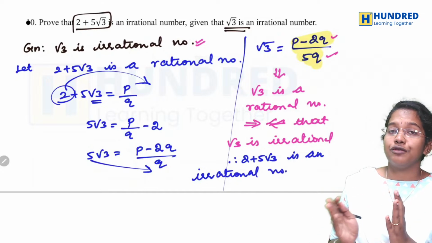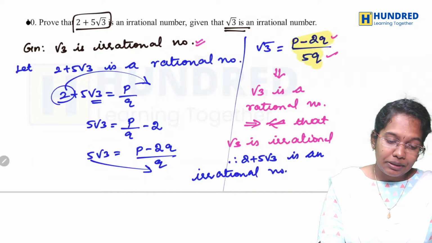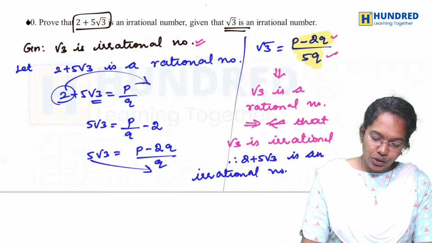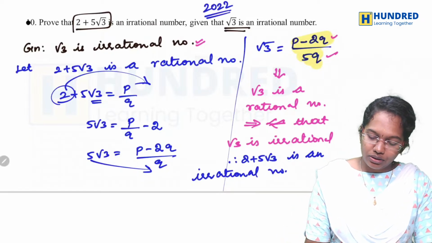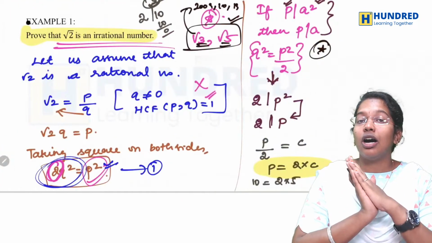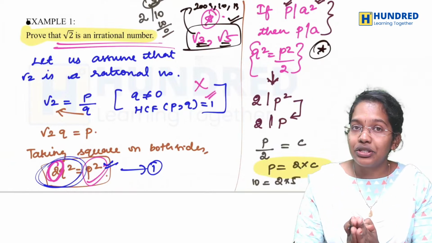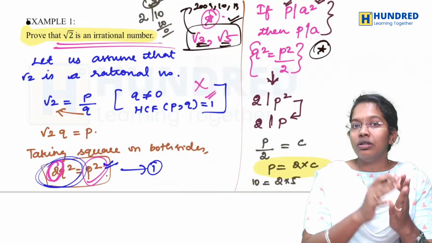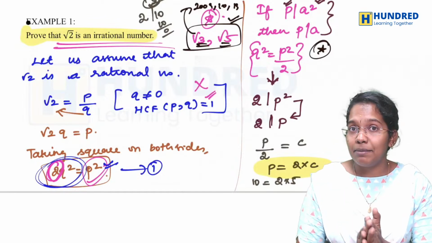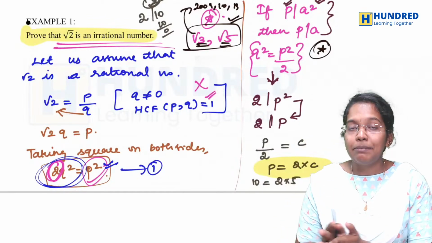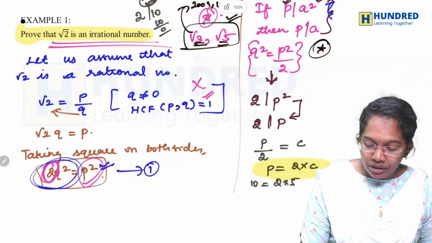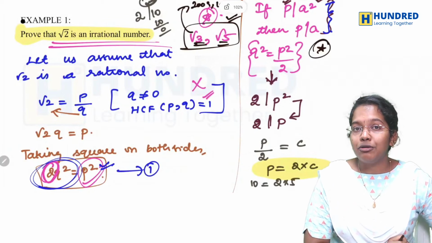These kinds of sums have been asked repeatedly in your exams. This sum was asked in the 2022 exam, and also the 2023 exam. So first you have to know how to prove a number to be irrational. It's not only for 2, it's root 2, root 3, root 5, square root of any prime number. You will follow the same steps. So be thorough with the steps and you have to know this theorem. This is an important theorem to be noted.